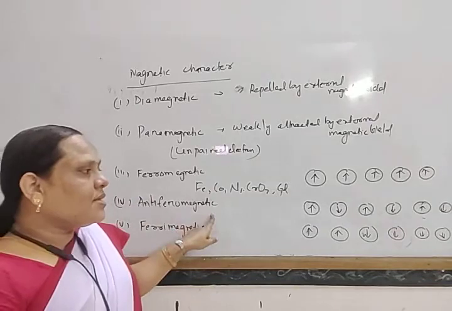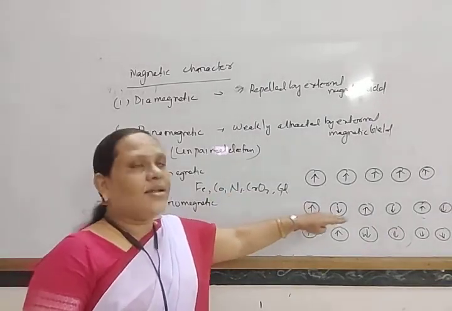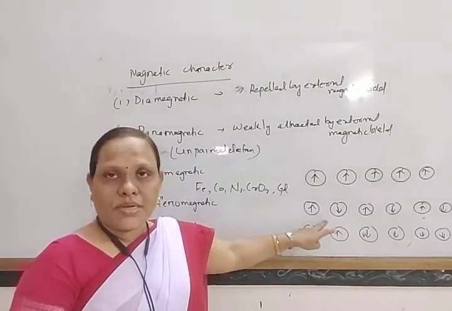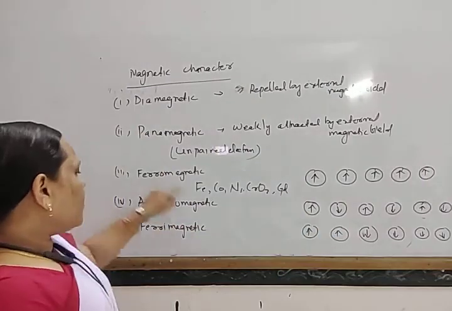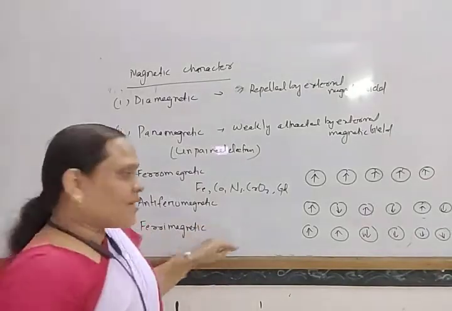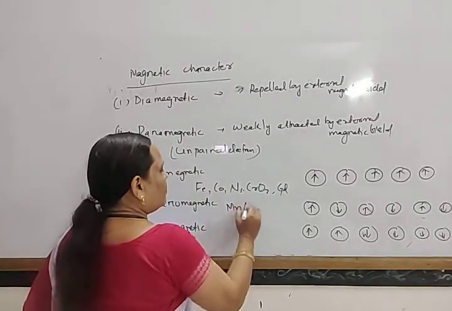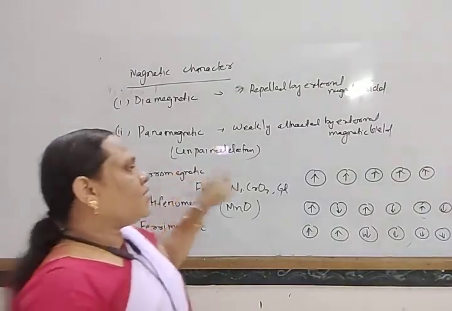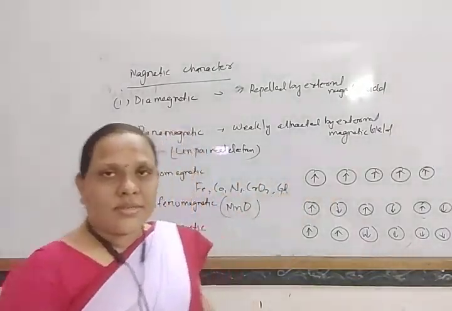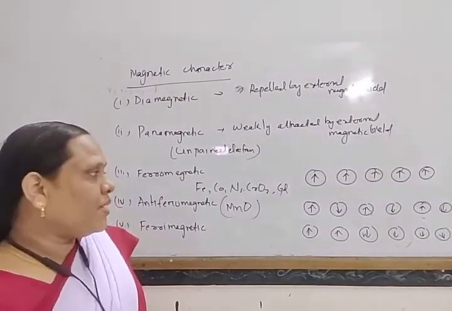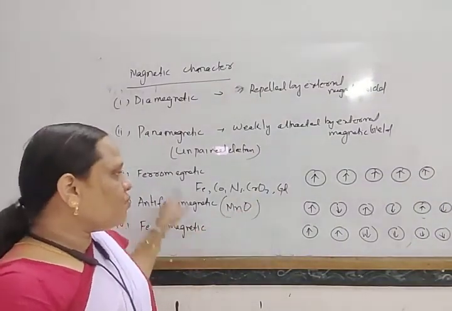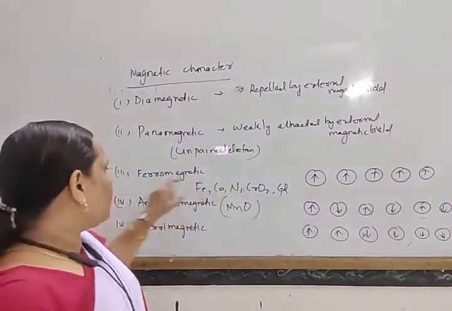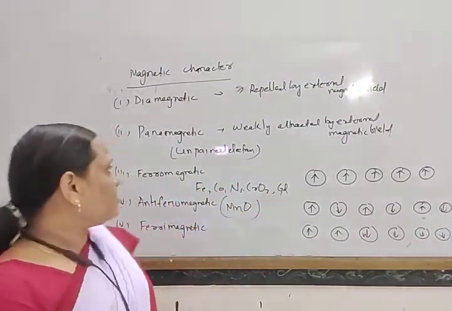In antiferromagnetics, equal numbers of parallel and anti-parallel domains are there, for which the resultant magnetic moment is zero, and these are known as antiferromagnetic substances. One example is manganese oxide. And in ferromagnetic substances, the domains are parallel to each other and the resultant magnetic moment is high, so they remain magnetized even in the absence of a magnetic field.